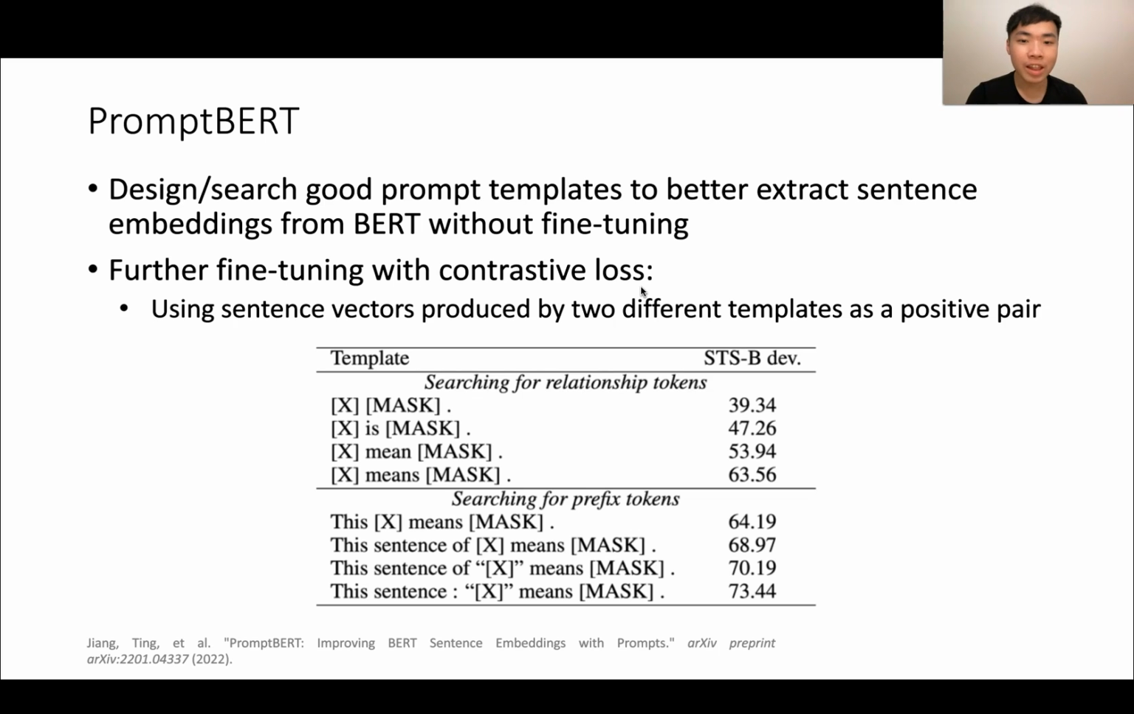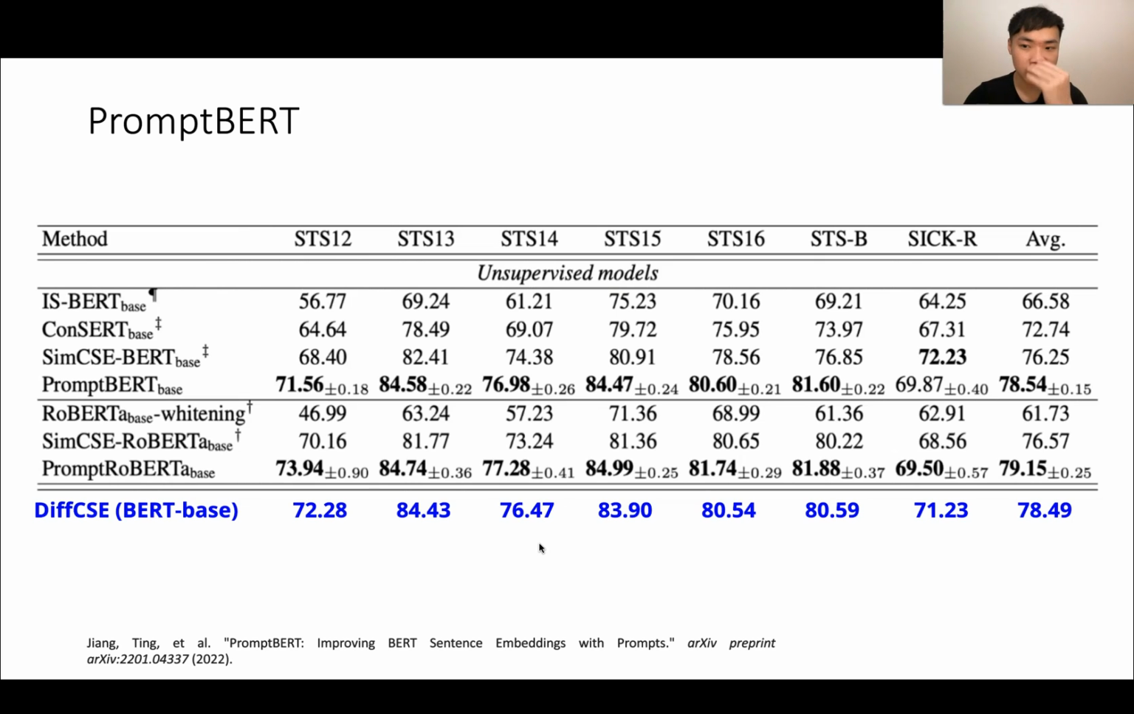And the way that they produce the positive pair is very special. They use two different templates to generate the sentence embedding from the same sentence. So these two sentence vectors can be used as a positive pair. By doing so, their result is actually much better than SimCSE and also better than DiffCSE. And it's almost the current state of the art.